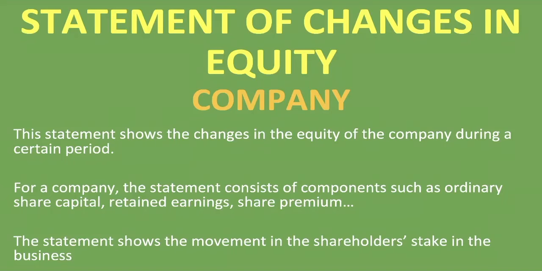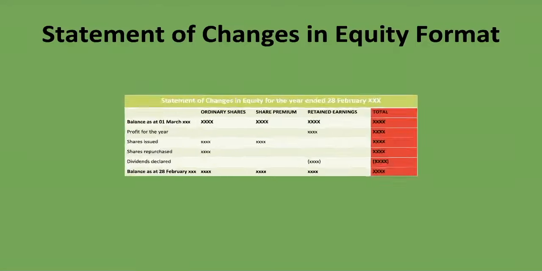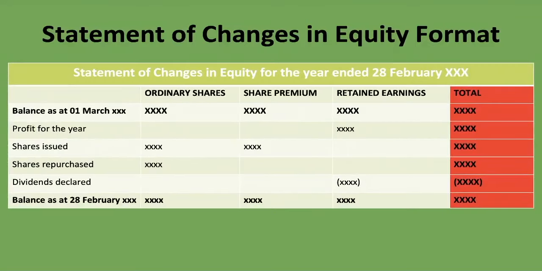Now, what does the format of the statement of changes in equity for a company look like? Well, here it is. The statement of changes in equity for the year ended 28 February and whatever the year may be. And we're assuming in this one here that the year ends on the 28th of February. But it can be any period. If the year ends the 31st of December, then that is what you will put. And it will also include the name of the company.